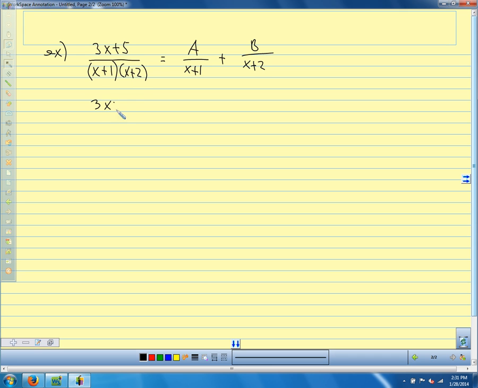If I had 3x plus 5 over x plus 1 squared. Each one of these is different. I just want to show you how we break them down. So here we have linear factors, but this one's to the second power. So I have a over x plus 1 plus b over x plus 1 squared plus c over x plus 2. So I need one partial fraction for each power of this, each possible power.